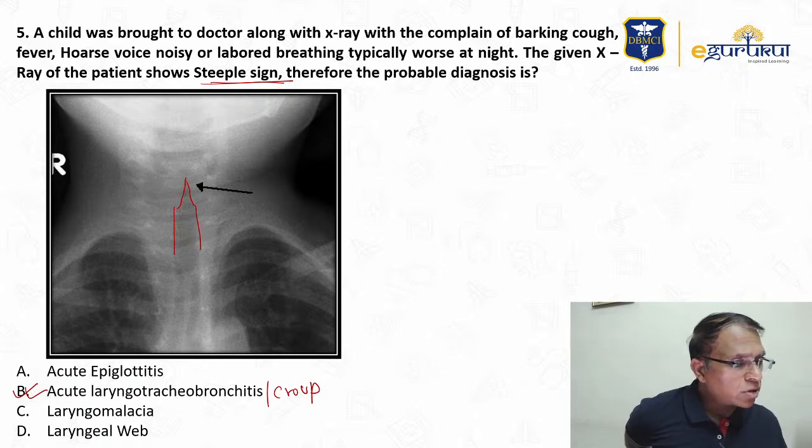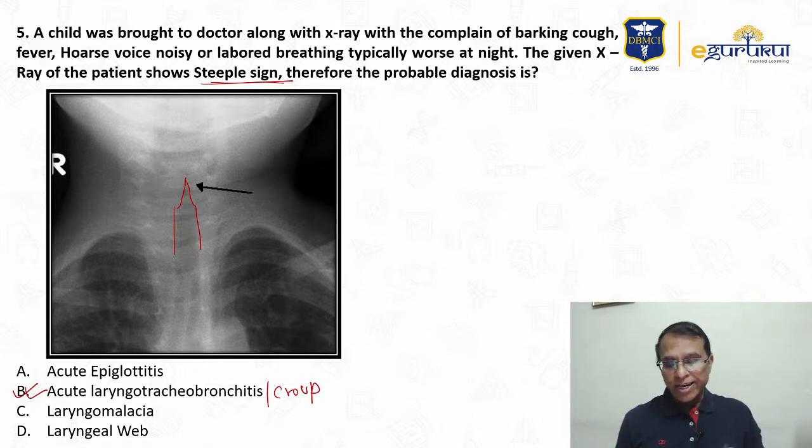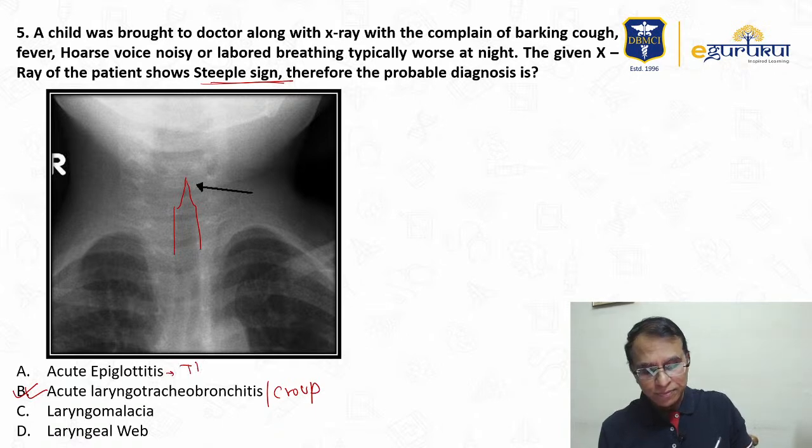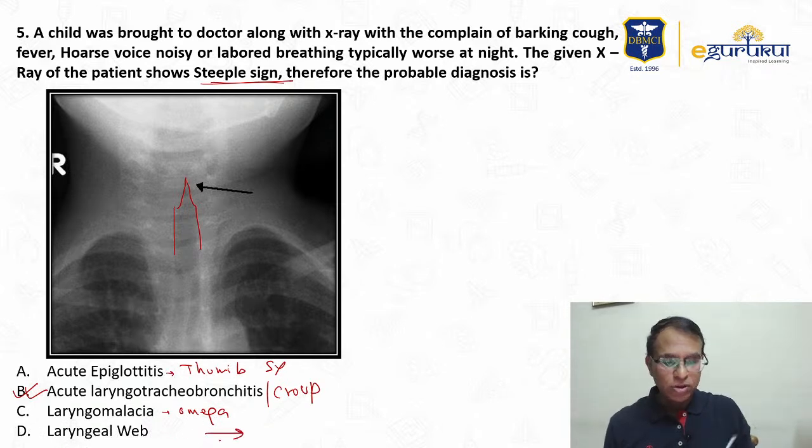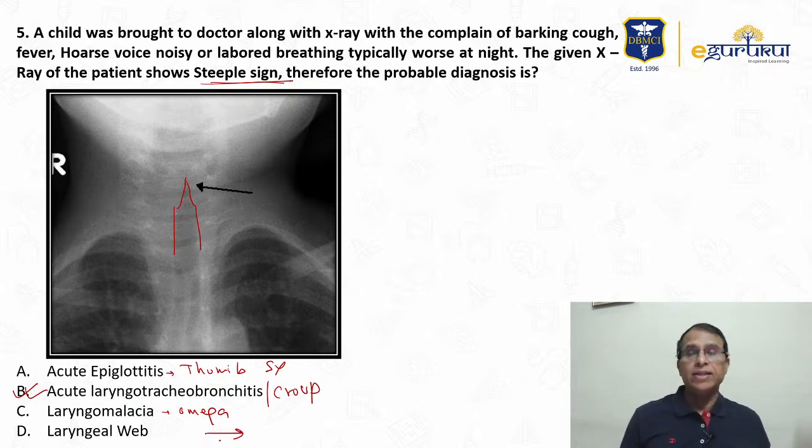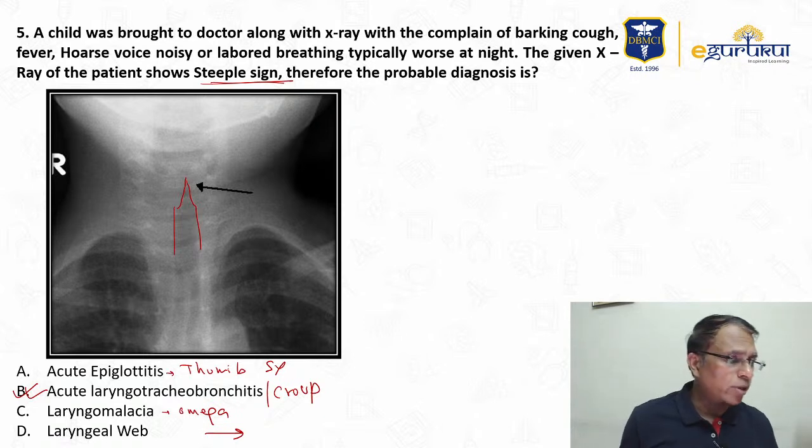I'll answer your question, Ganesh. Let me finish this. Acute epiglottitis has thumb sign, and laryngomalacia has omega shaped epiglottis, isn't it? And laryngeal web, there is no such sign as such. Okay, so it's steeple sign, therefore it is acute laryngotracheobronchitis.